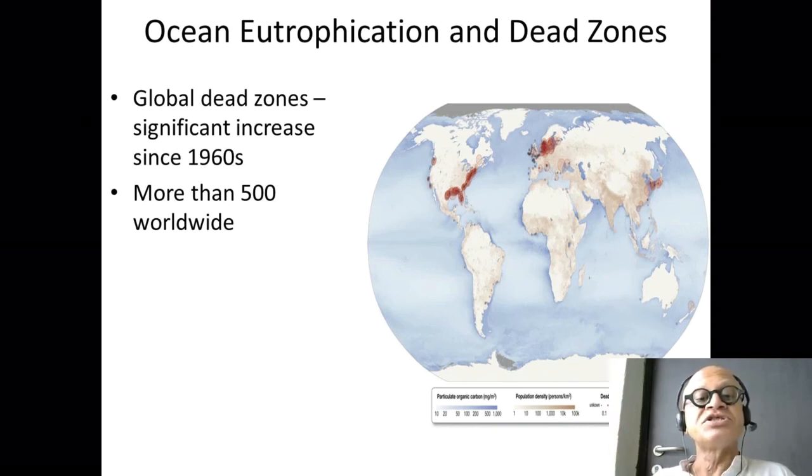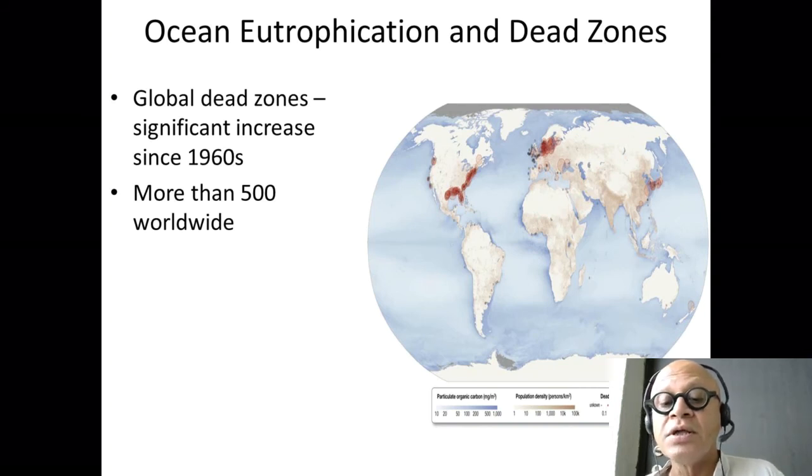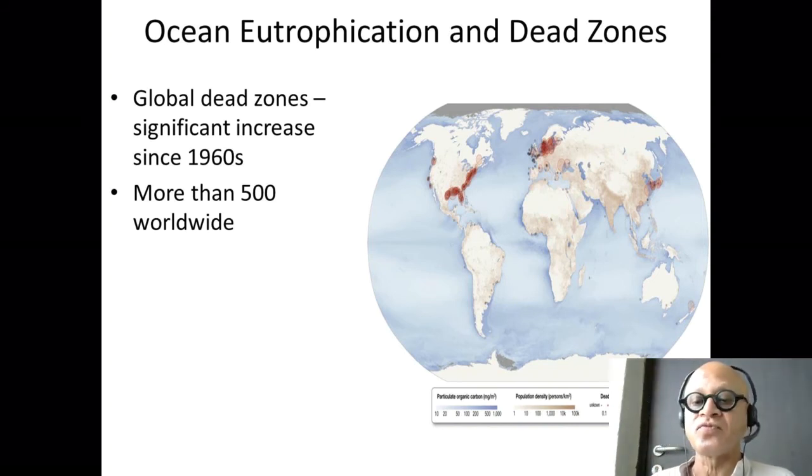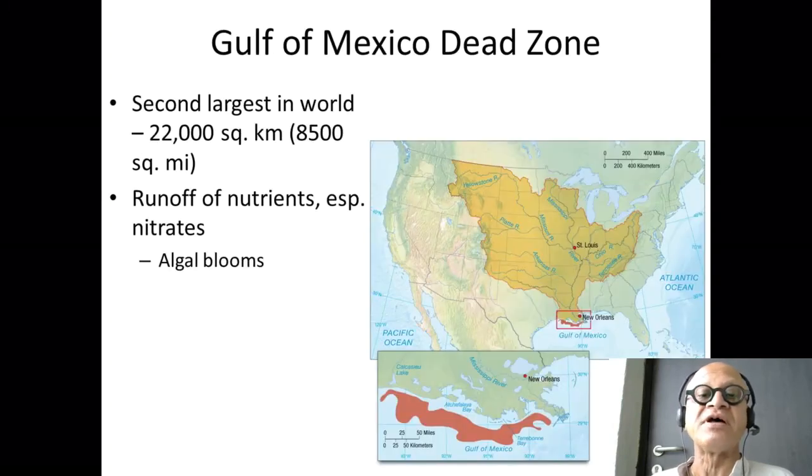So since the 1960s, there are now more than 500 eutrophic regions with dead zones, and you can see these spots here, a lot of them along the US Gulf Coast, East Coast, and Europe, China, Japan, and so on. So the scales are showing here particulate organic matter and population density of human beings on land, as well as the dead zones. Okay, so a lot of information there that you can stare at.